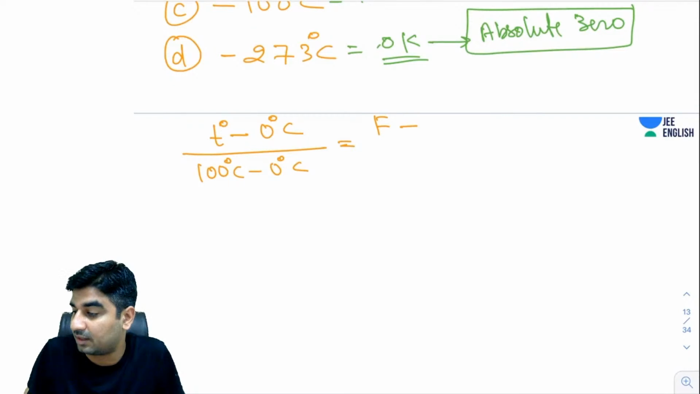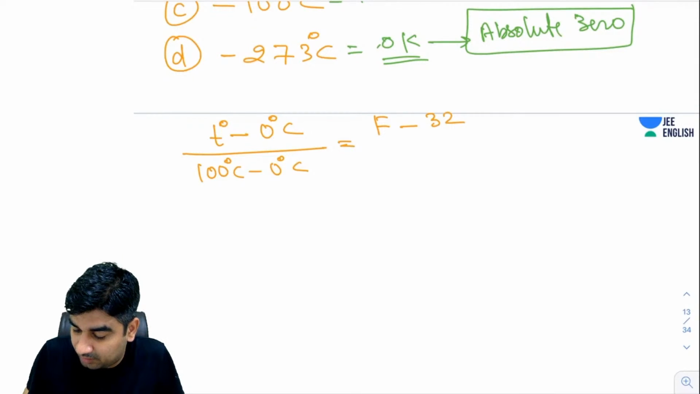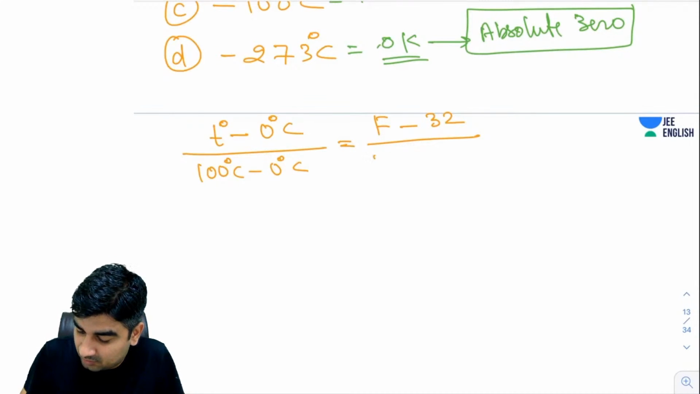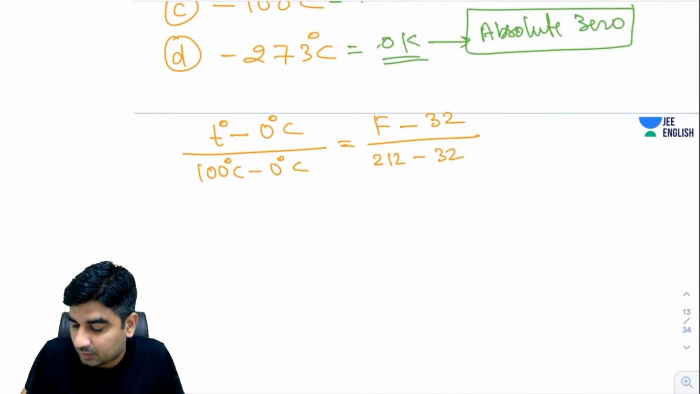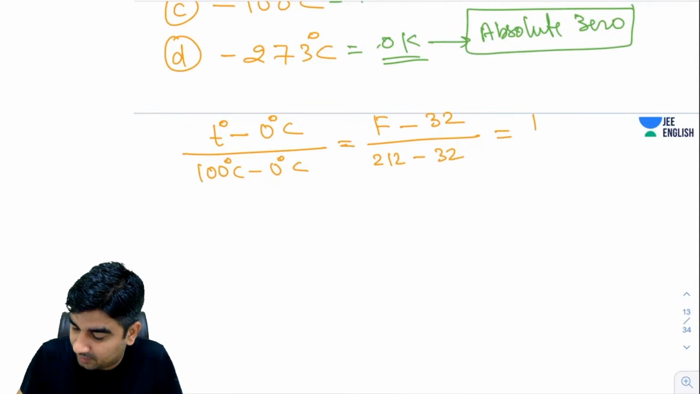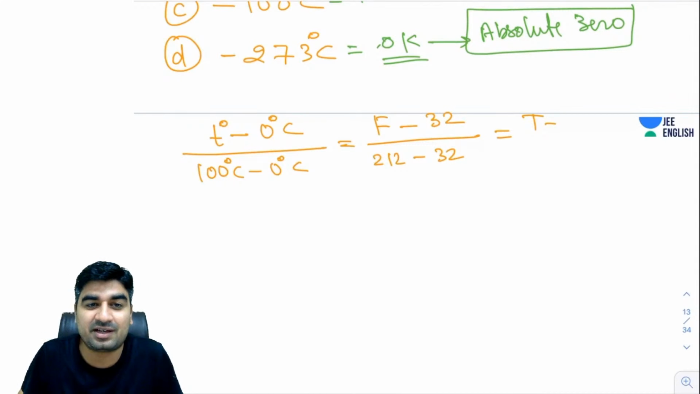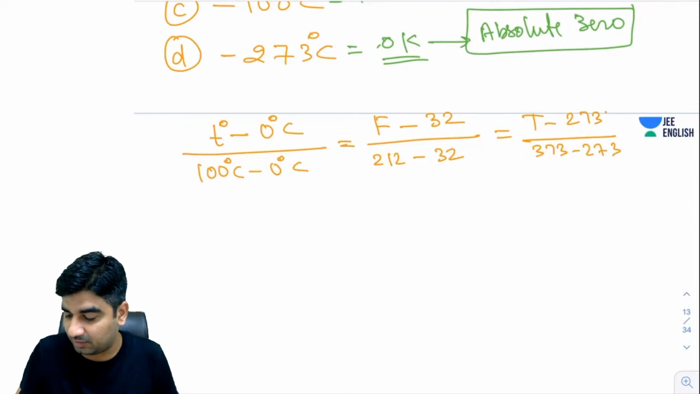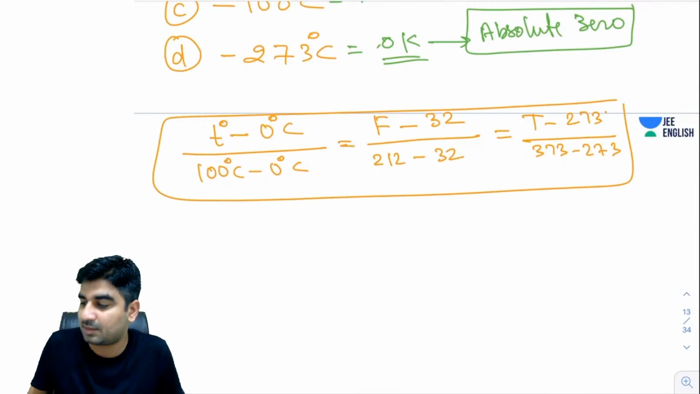In Fahrenheit scale, freezing point is 32 Fahrenheit and the boiling point of water is 212. So now you can have Kelvin scale. In Kelvin scale, 0 degree you will take 273 upon 373 minus 273. Just remember it.